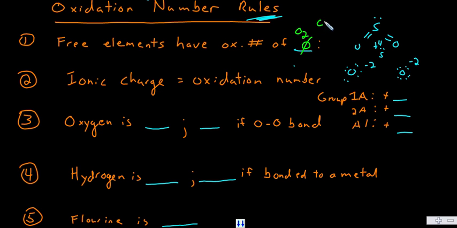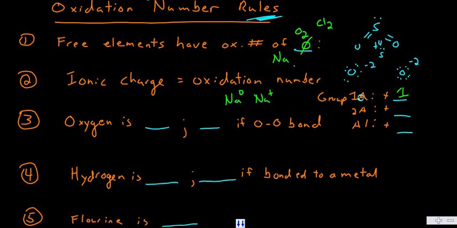What about if you have chlorine gas? 0. What about if you have sodium metal with no charge? 0. Okay, so if you've got an element by itself with no ionic charge, it has an oxidation number of 0. Second, ionic charges. If something does have an ionic charge, then that ionic charge is the same as the oxidation number. So let's say that you have sodium metal with no ionic charge. It's 0. But what if you have sodium ion, then it's Na+, right? And then its oxidation number is +1, because ionic charge is the same as oxidation number.